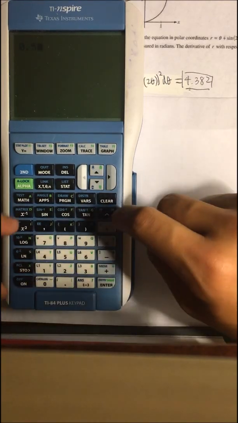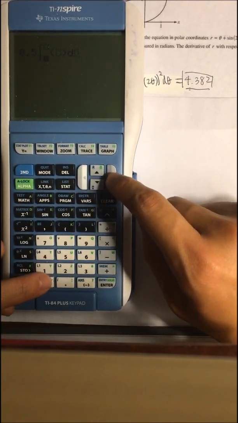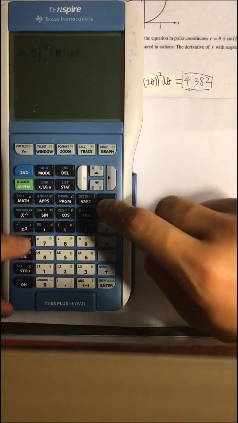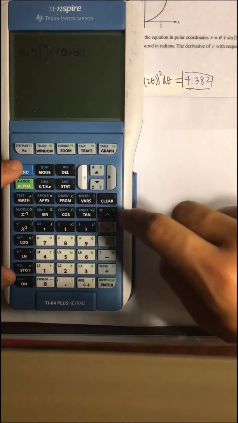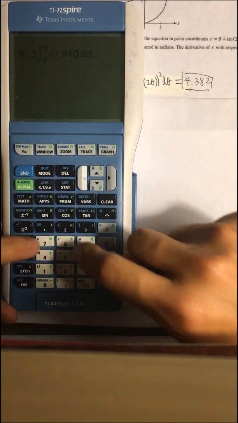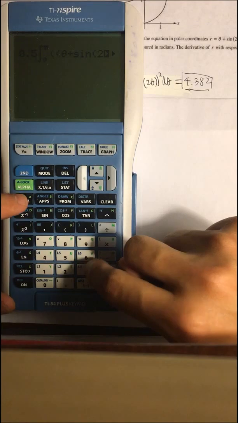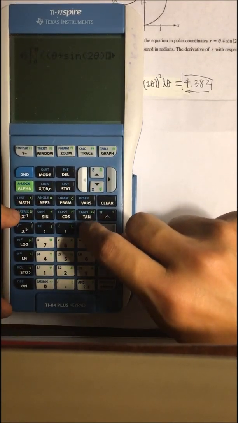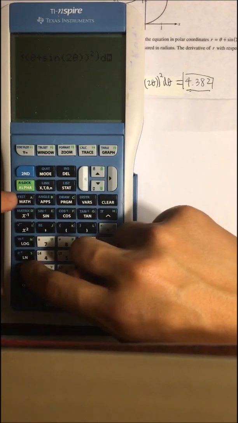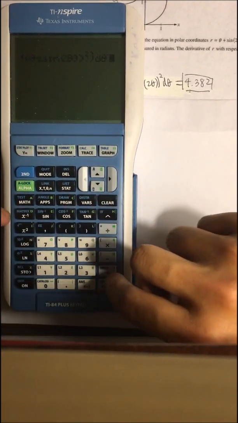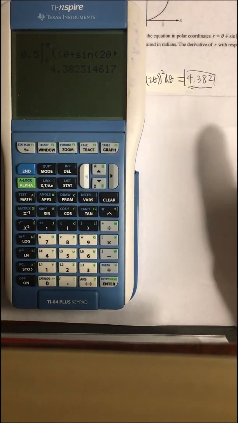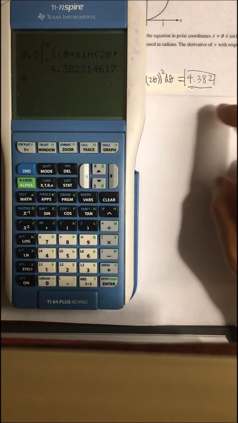So it's half times the integral from 0 to pi of theta plus sine 2 theta squared d theta. And that equals 4.382.